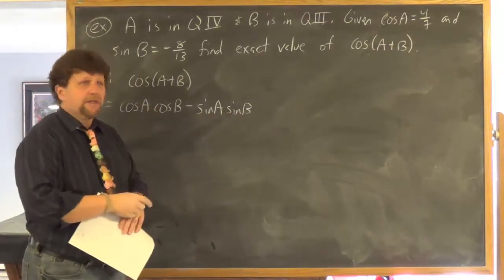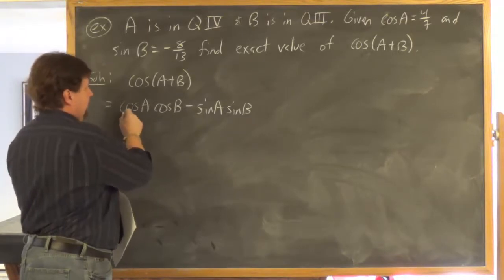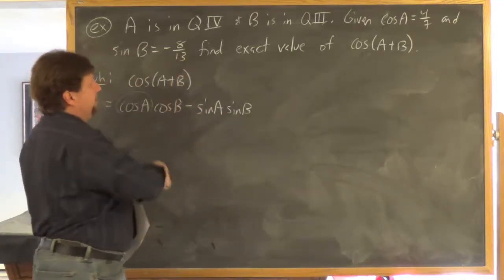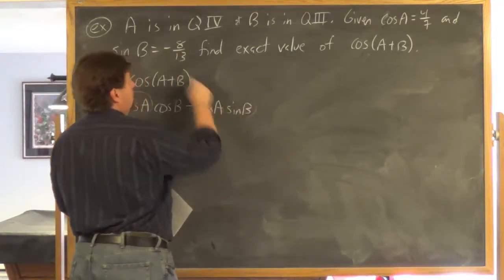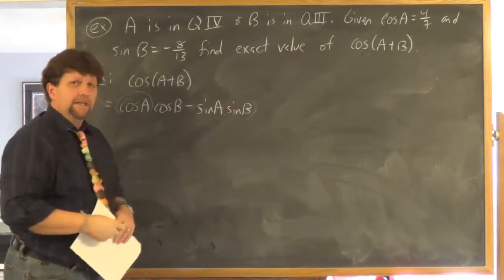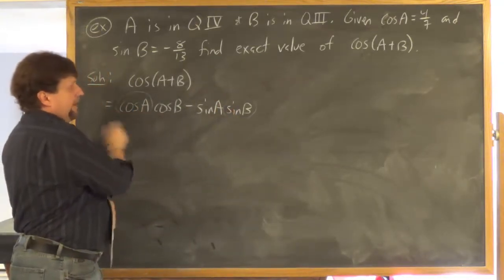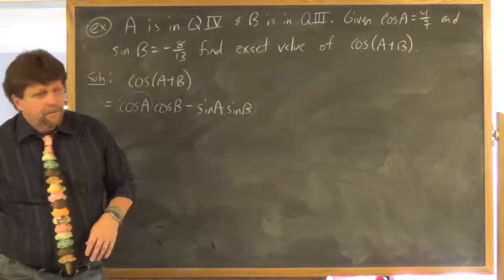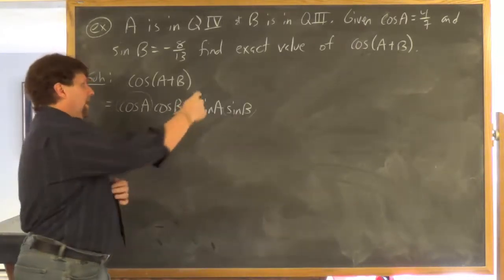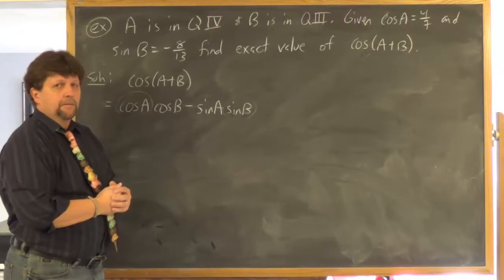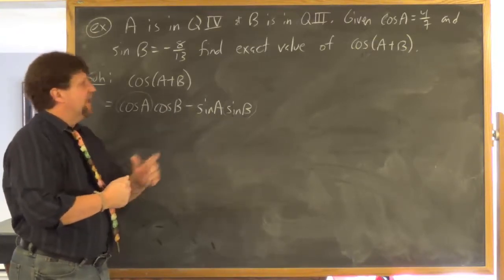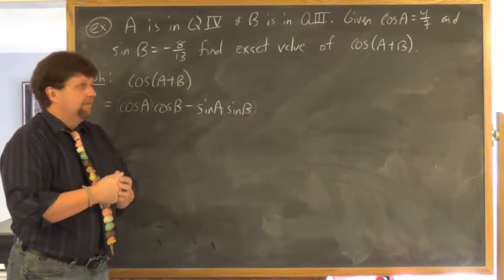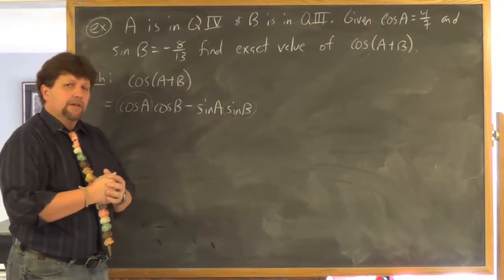We are given what the cosine of A is. It's 4/7. We're also given that the sine of B is negative 8/13. What we don't know is what the cosine of B is, and we don't know what the sine of A is. We can determine the cosine of B and the sine of A by using our Pythagorean identity, cosine squared plus sine squared is equal to 1.